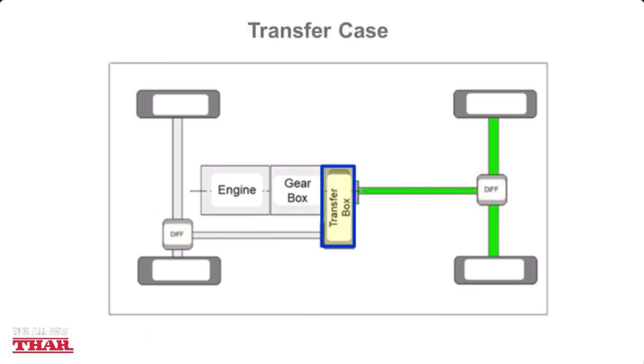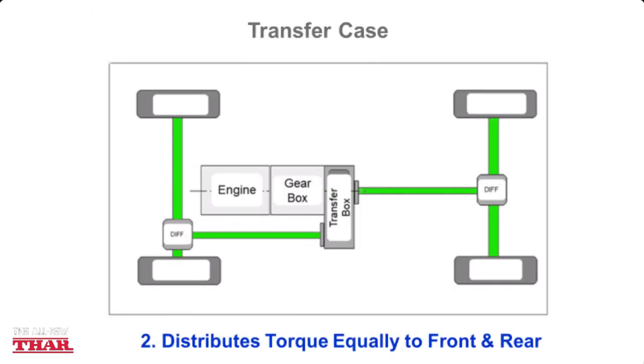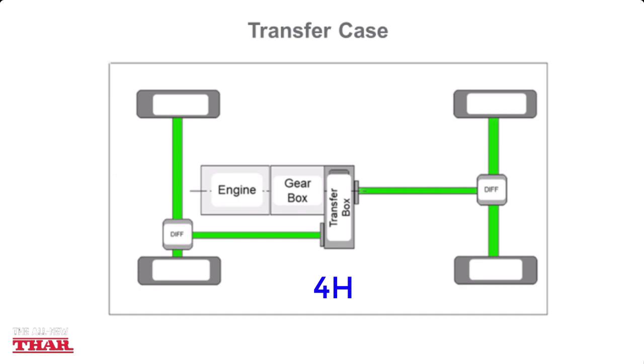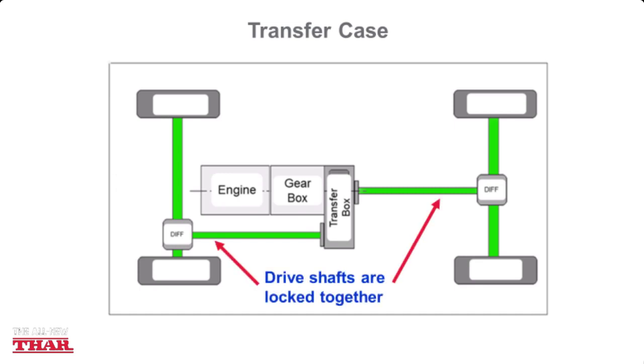The Thar's transfer case has two major functions. The first function is to multiply the torque through lower gears, that is low range gearing, and the second function is to split the torque equally between the front and rear axles. The Thar's four-wheel drive system, either in four-wheel drive high or four-wheel drive low, will distribute the torque equally to the front and rear differentials and does this by locking the front and the rear drive shafts together.